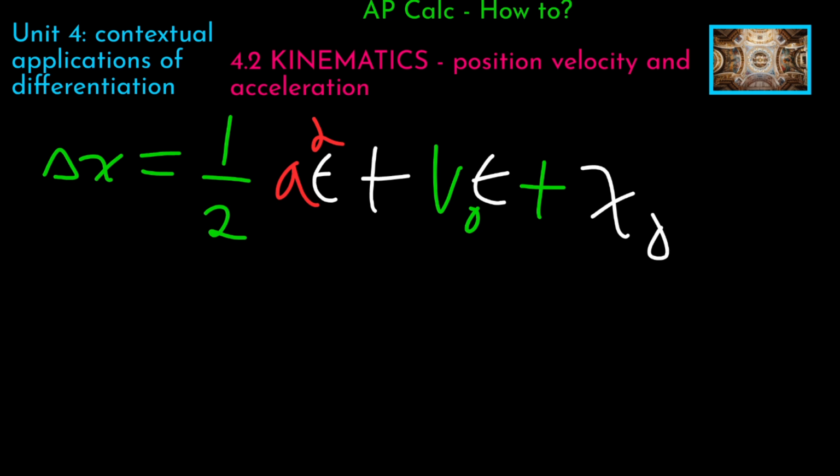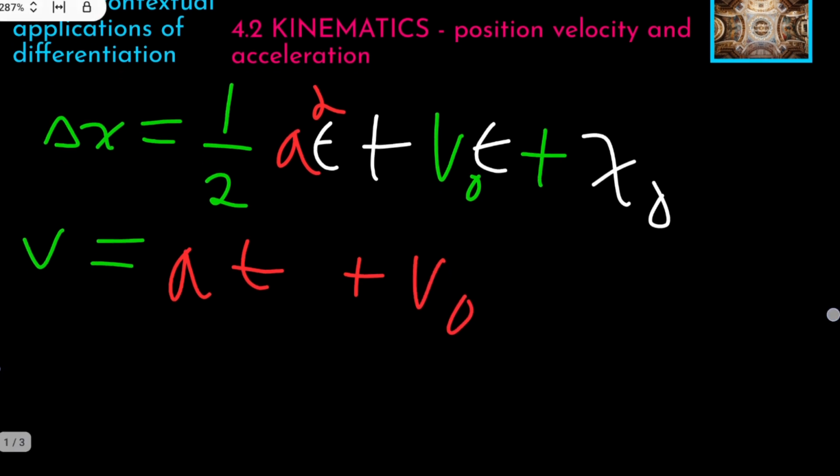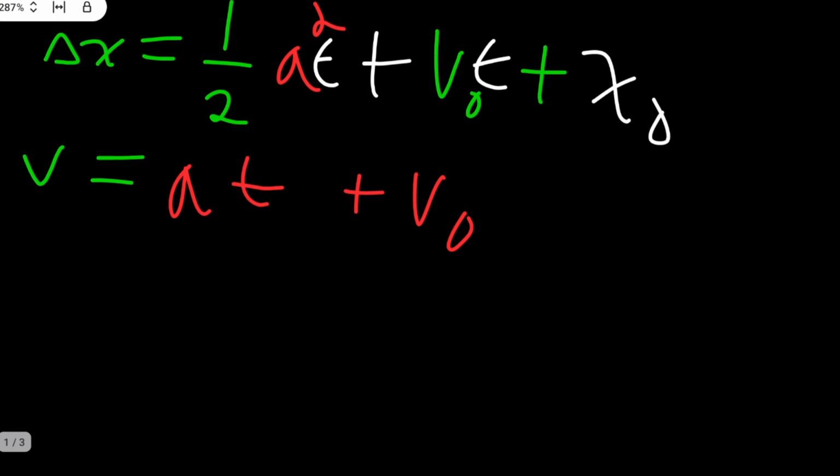Now, we know also that velocity equals acceleration times time plus velocity initial. But where does this come from? Now, this is going to be super cool.